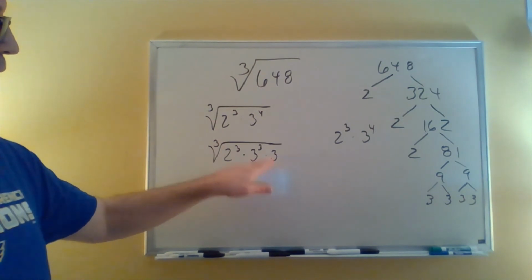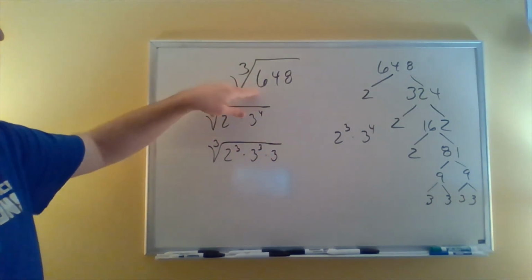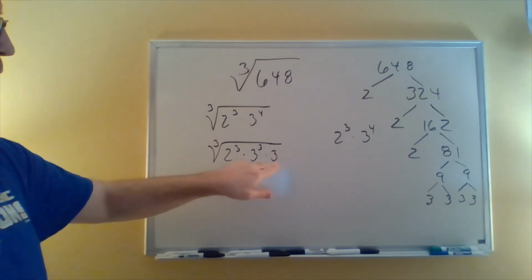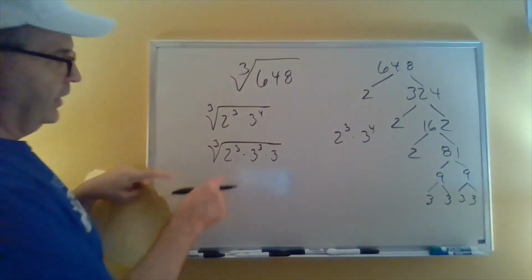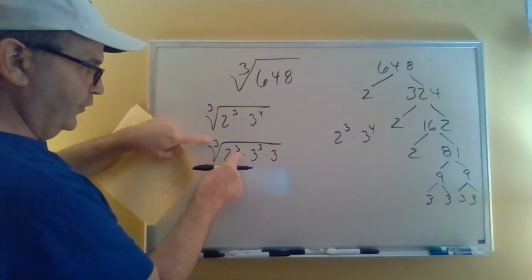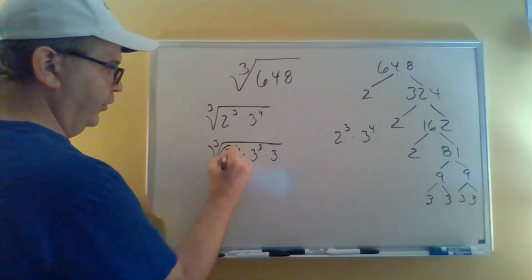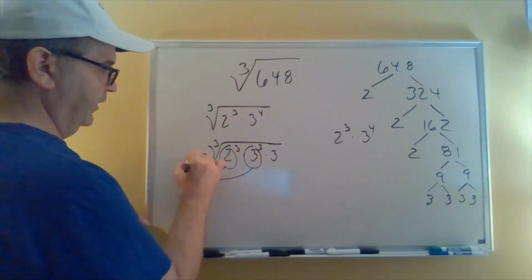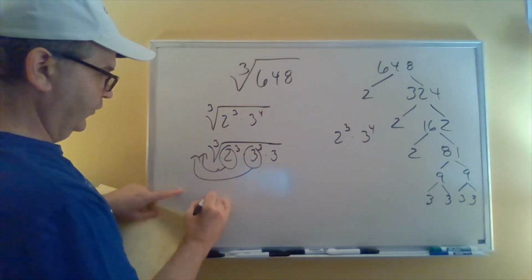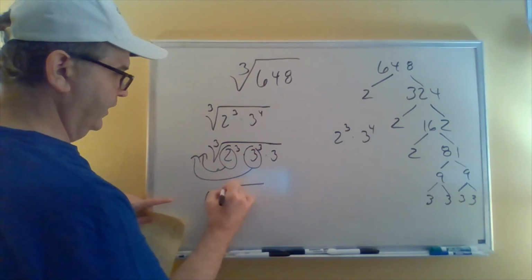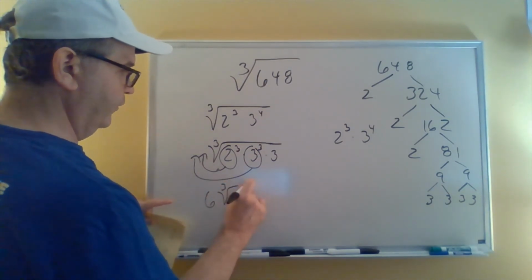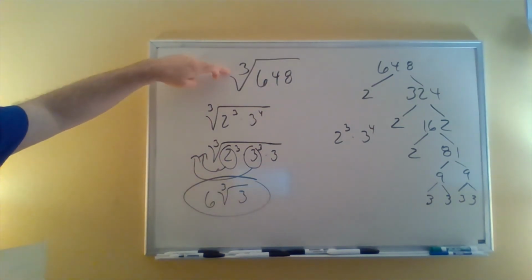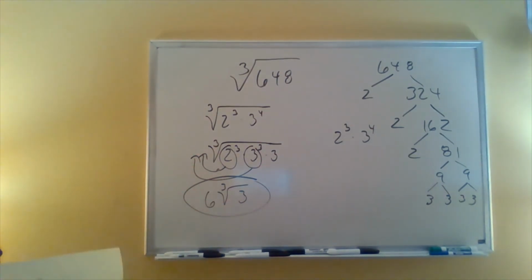3 to the 3rd times 3 is the same as 3 to the 4th. So I broke my 648 down into 2 cubed times 3 cubed times 3. Now when I do that, if I have the exponent that matches my root number out here, I can pull out that base. So I pull that 2 out and pull that base of 3 out. I get 2 times 3 on the outside, or 6 times the cube root of 3. And that is my answer: the cube root of 648 is 6 times the cube root of 3.